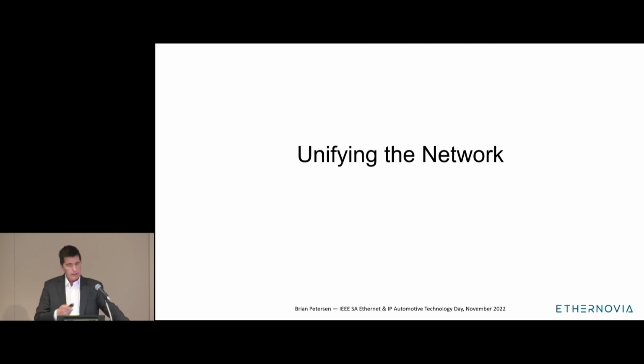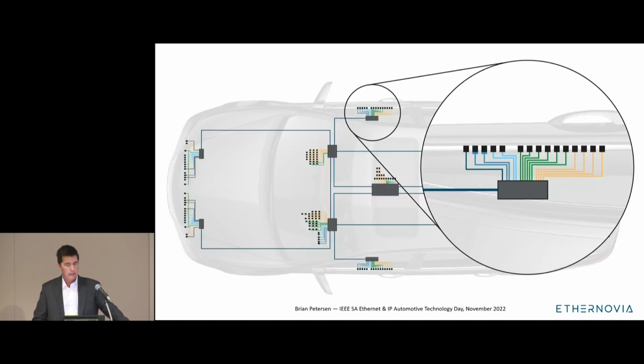Now, I've laid the groundwork. What does a unified network look like? And if we had such a thing, how could we take advantage of that? And when I speak of unifying the network, what I'm speaking of is all of these colorful connections out of the edges of the network. And to unify the network, all of these connections must be Ethernet. Okay? I believe that this is our inevitable future.